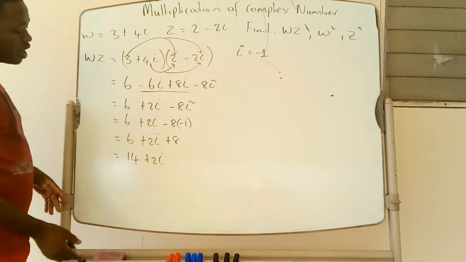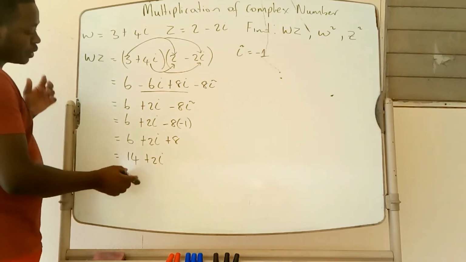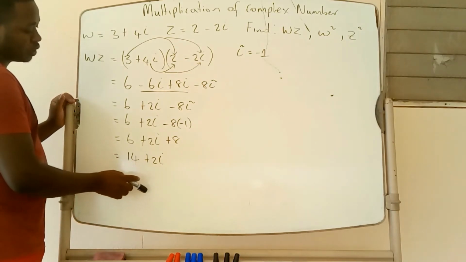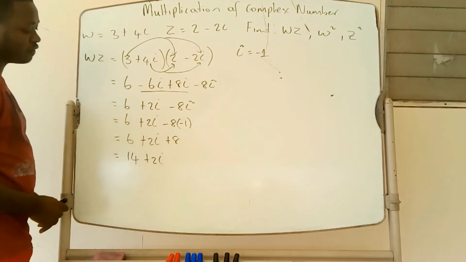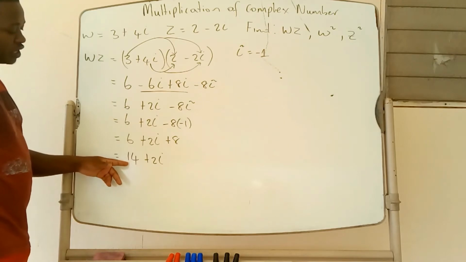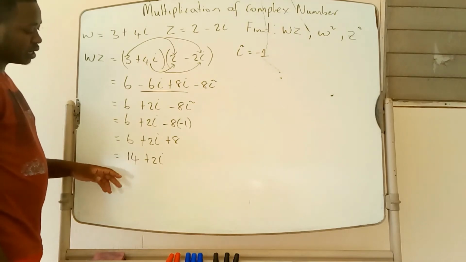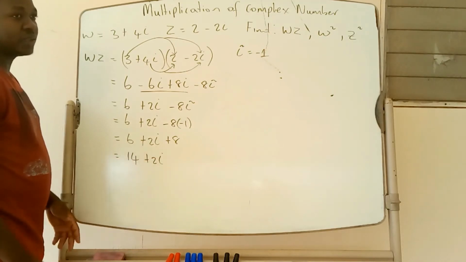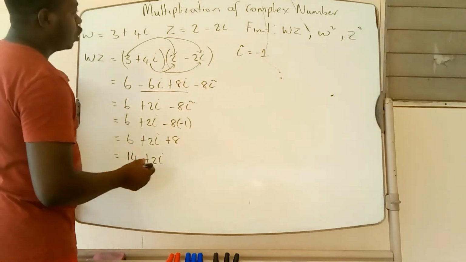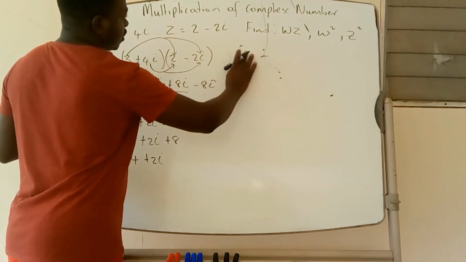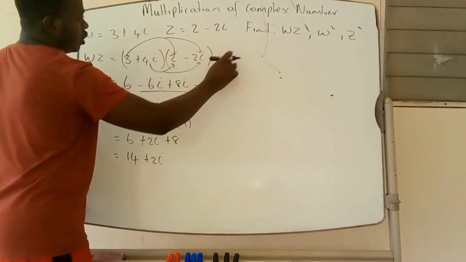And most times you're asked to write it in the form a plus or minus bi. So it is already in that form, right? Because the 14 is a real part and the 2i is an imaginary part. Alright? Now, we're also asked to find w squared.